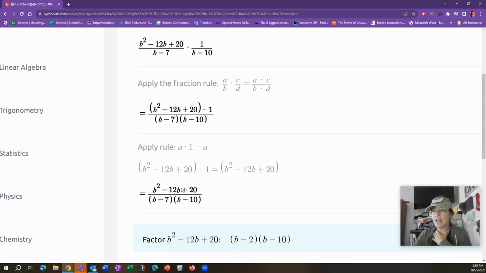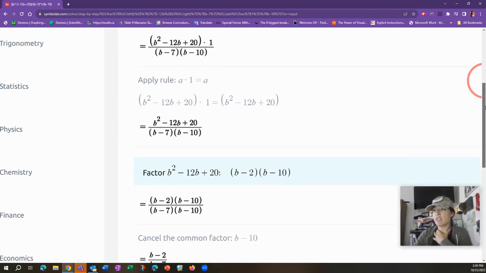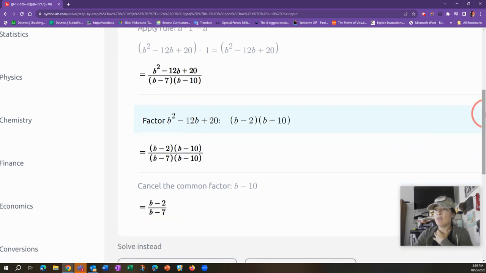Okay, so it's not factored. The bottom is already factored, so I wonder what they're going to do. So they said factor the numerator. Factor b squared minus 12b plus 20. Well, that factors to b minus 2 times b minus 10. Notice they didn't tell you how they factored. So that's something we have to talk about and work on. Okay, then we just cancel the common factor because it's in a parenthesis, it's being multiplied. So that whole thing, they match, they're grouped, they cancel, and you're left with b minus 2 over b minus 7.